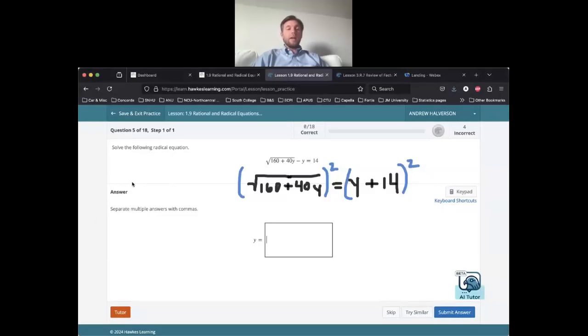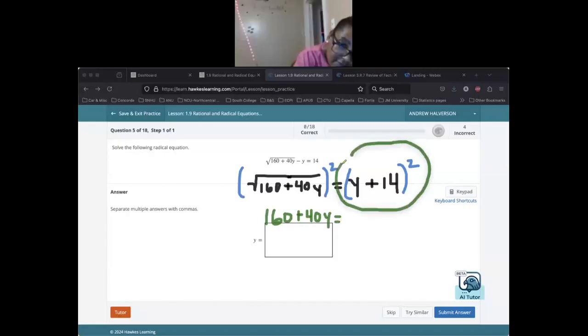Now the left side, this square is going to cancel with the square root. The square and the square root will cancel, leaving, basically you just take what's inside and you pop it out. So 160 plus 40y. How about the right side here? The y plus 14 squared.